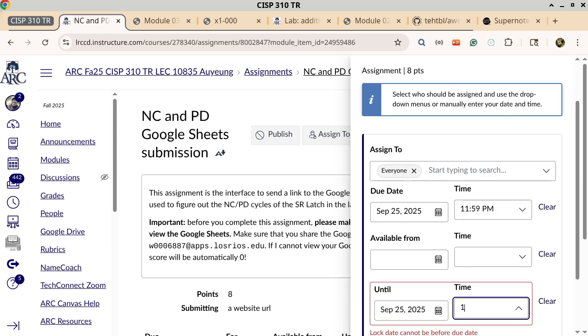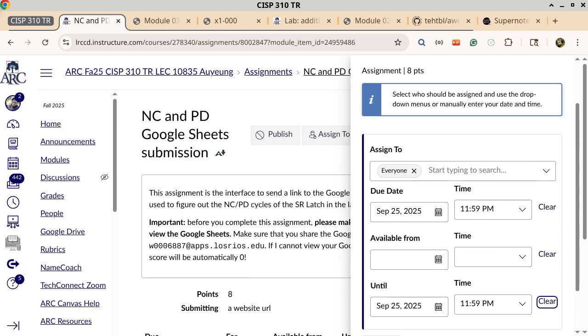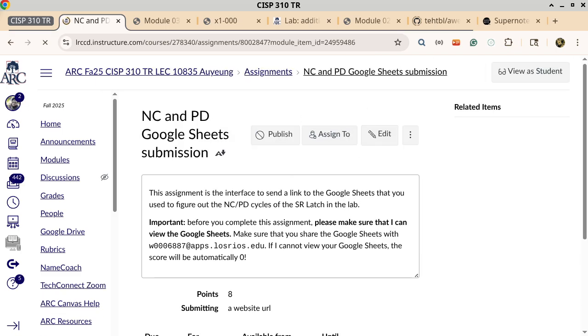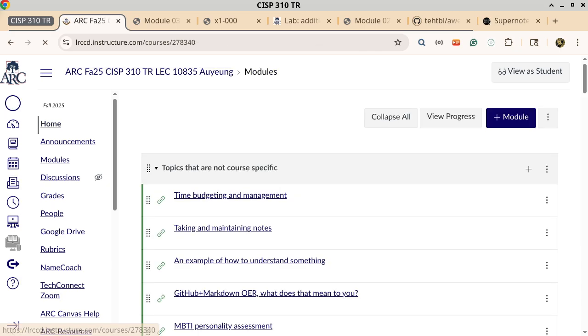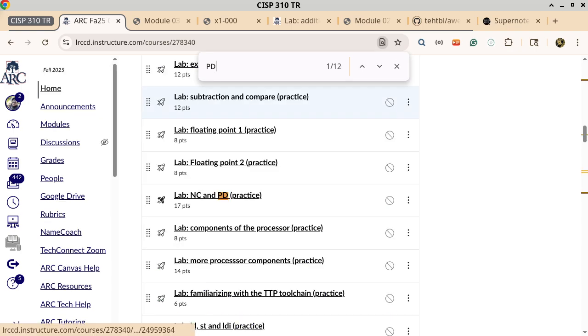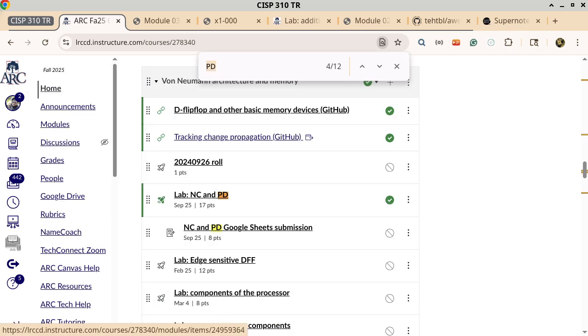September 25th, 11:59 p.m. Like so. All right, okay. Let me go back to the previous one because there's just one little thing that I should probably point out before you all get started with this one. Let's see, there we go. Make it also visible. Okay.